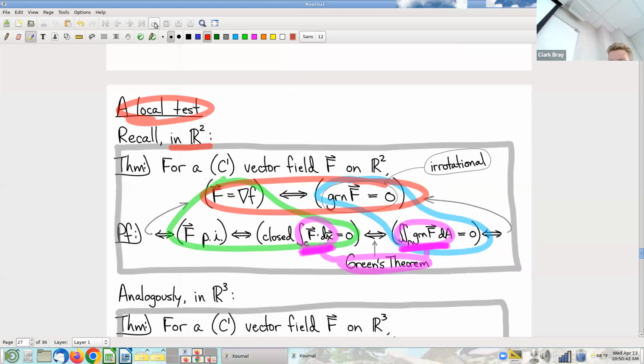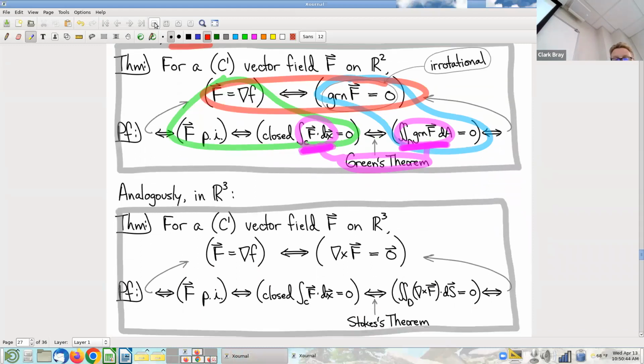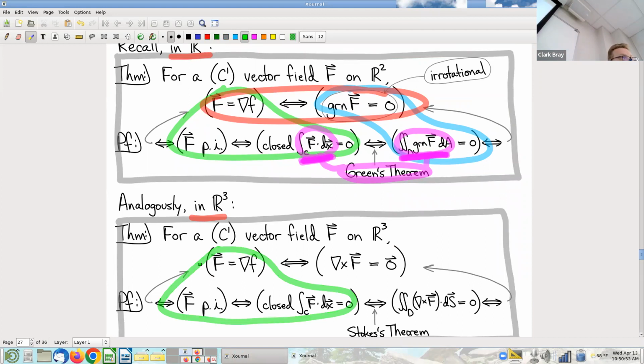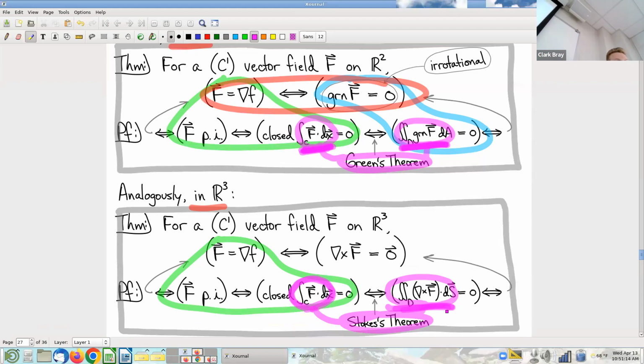And I'm going to try to fit both of these on the page at the same time. So now in R3, well, there's still this idea of path independence, right? And now, though, what is it that connects? What can I say about closed line integrals? Well, closed line integrals in R3, it's Stokes's theorem that allows me to connect that. And it's not to double integrals, but to flux integrals. That's what Stokes's theorem says, right?